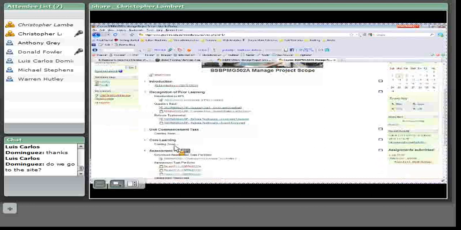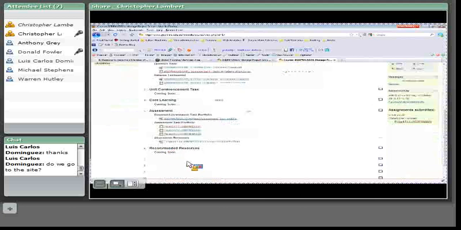The core learning will come up, and there are a number of resources that we have here. There's the core learning resource, and later on we'll put up some recommended resources. You also have the project management book and the management book, and some of you have the management Bible as well, those that are doing the diploma of management.